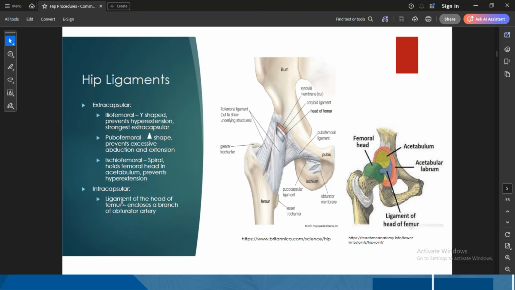And next we have the intracapsular ligament, which is the ligament of the head of femur. It encloses a branch of the obturator artery. So this is the ligament of the head of femur. As it is inside the hip capsule, we call it the intracapsular ligament of the hip. So what is important here? We have three types of extracapsular ligaments and one intracapsular ligament in the hip joint. Not the knee, basically it is the hip joint.